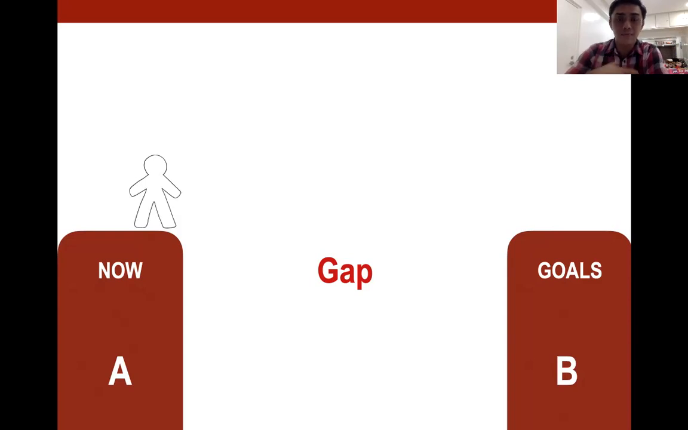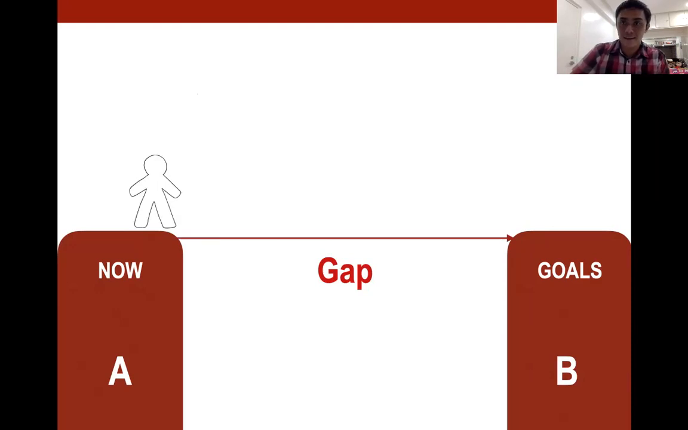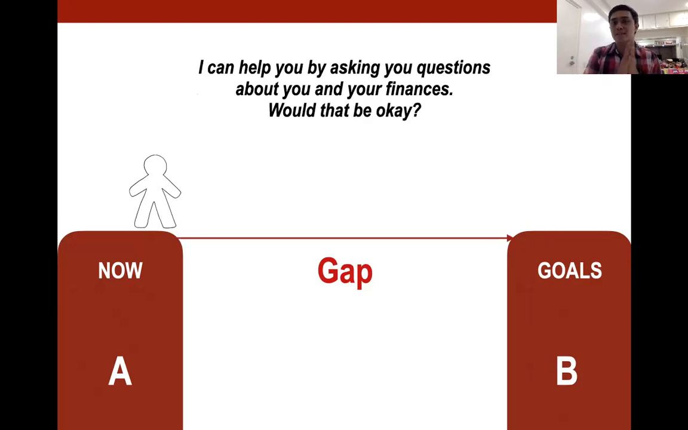So you can tell them, this is my role to you. My role is to help you reach your goals and to build a bridge to help you cross that bridge and go to your goals. I really want to understand you and know how I can help you best. And you can tell your client, I can help you by asking you questions about you and your finances. Would that be okay? At this point, you are setting the tone of the presentation.